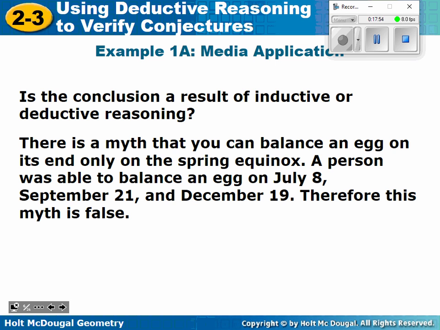Let's check. So there's a myth that you can balance an egg on its end only on the spring equinox. A person was able to balance an egg on July the 8th, September the 21st, and December the 19th. Therefore, the conclusion is the myth is false. Did they make their conclusion based off a written fact or on a pattern of observations? Patterns. So this is what? Inductive reasoning.